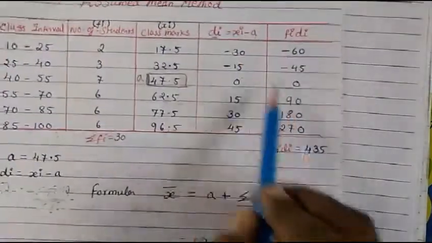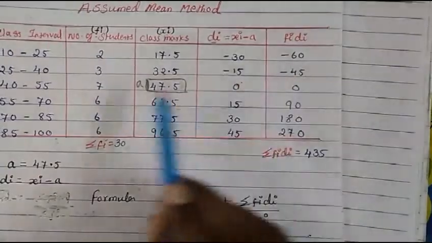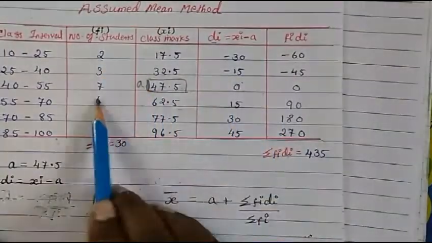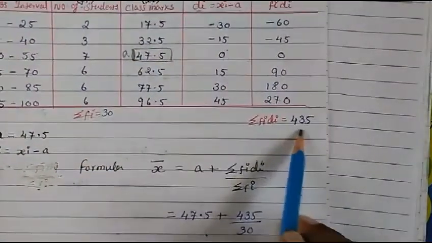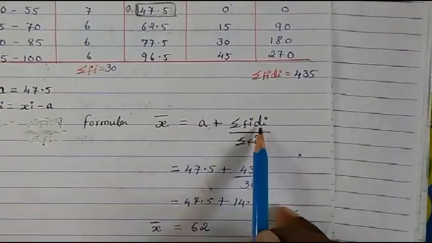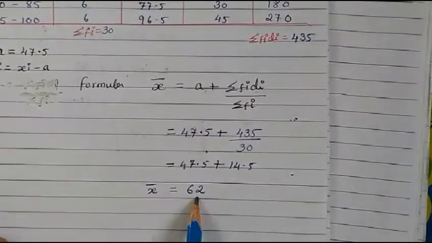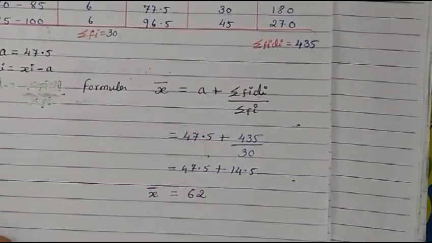Then what happens? This is a smaller number. Your total becomes smaller, so all of this becomes smaller to multiply. It becomes a smaller number, and the total is also a smaller number. And then only a we have to add, and instead of xi we write di here. Then you calculate, and you will get the same answer.